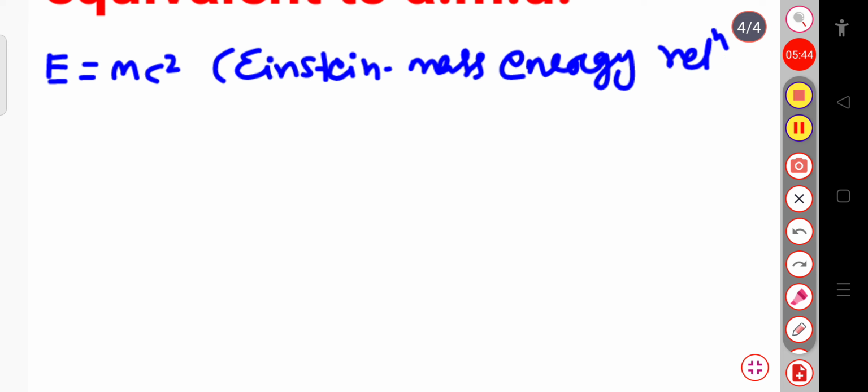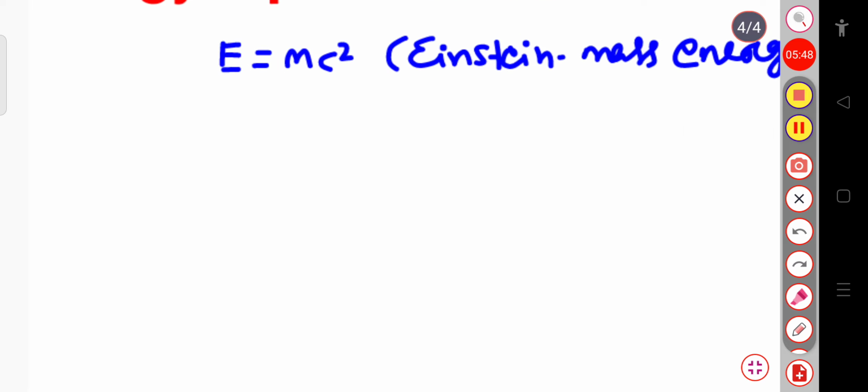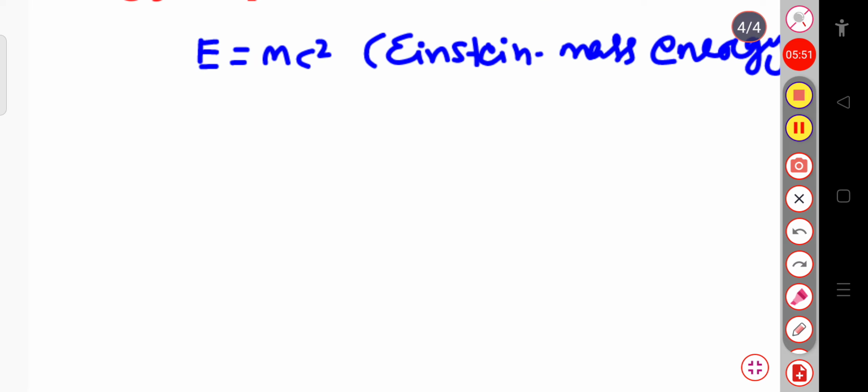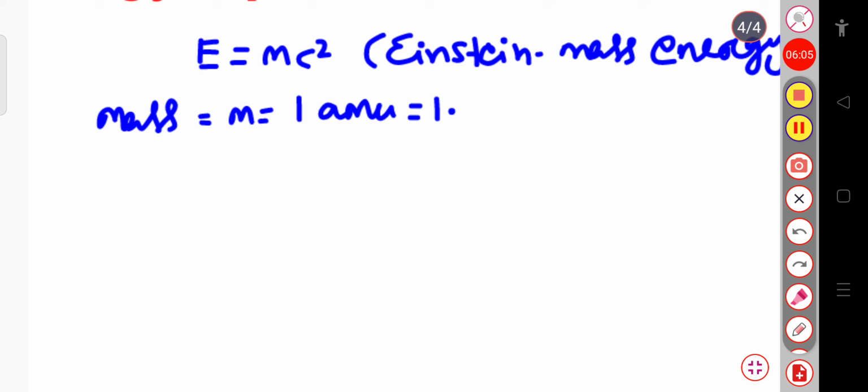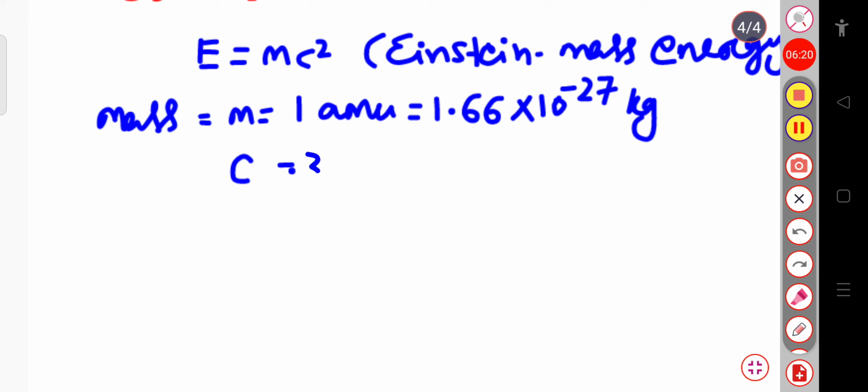Now for this E equal to mc square, if I consider the mass M equal to 1 AMU, we know this is equal to 1.66 into 10 power minus 27 kg. You have to just remember all these things. And also you know the speed of light, that is C equal to 3 into 10 power 8 meter per second.